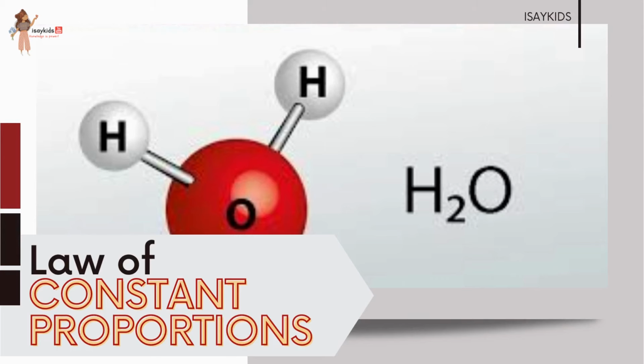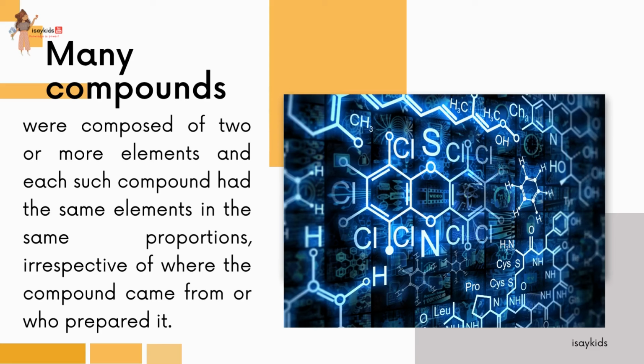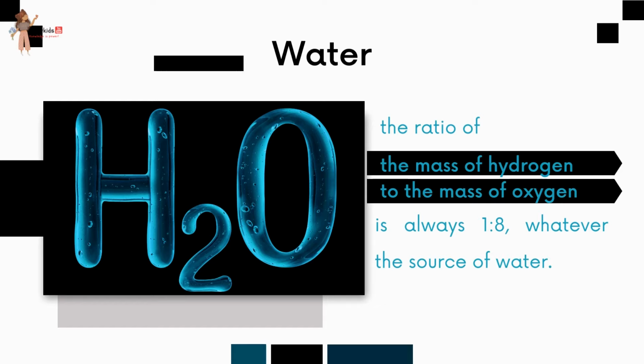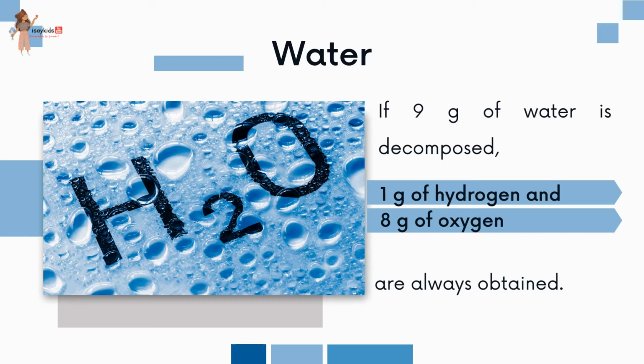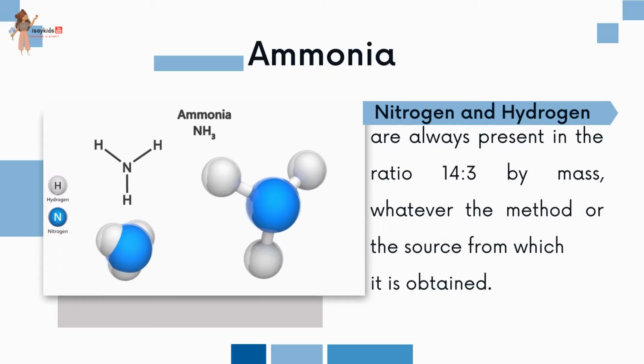Next is the law of constant proportions. Lavoisier, along with other scientists, noted that many compounds were composed of two or more elements, and each such compound had the same elements in the same proportions, irrespective of where the compound came from or who prepared it. In a compound such as water, the ratio of the mass of hydrogen to the mass of oxygen is always 1 is to 8, whatever the source of water. Thus, if 9 gram of water is decomposed, 1 gram of hydrogen and 8 gram of oxygen are always obtained.